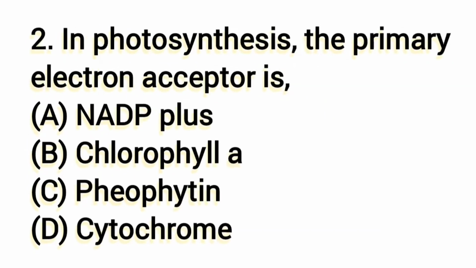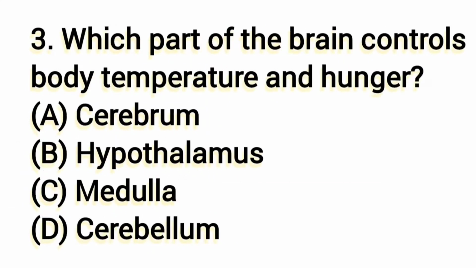2. In photosynthesis, the primary electron acceptor is A. NADP+, B. Chlorophyll A, C. Pheophytin, D. Cytochrome. Answer: C. Pheophytin. 3. Which part of the brain controls body temperature and hunger? A. Cerebrum. B. Hypothalamus. C. Medulla. D. Cerebellum. Answer: B.